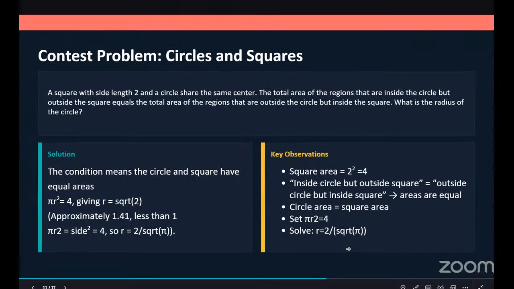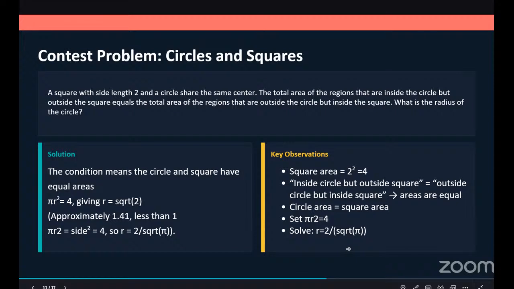Okay, so the question was a square with the side length 2 and a circle share the same center. The total area of the regions that are inside the circle but outside the square equals the total area of the regions that are outside the circle but inside the square. What is the radius of the circle?